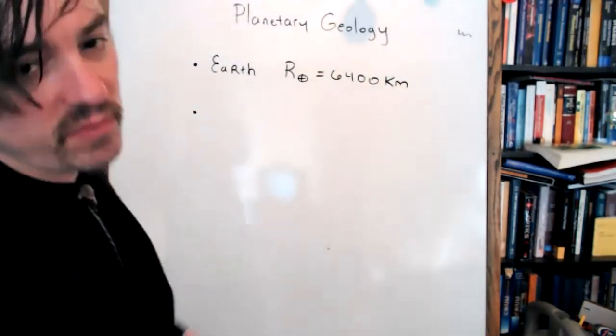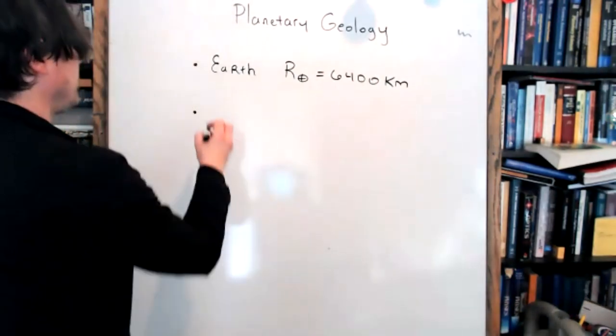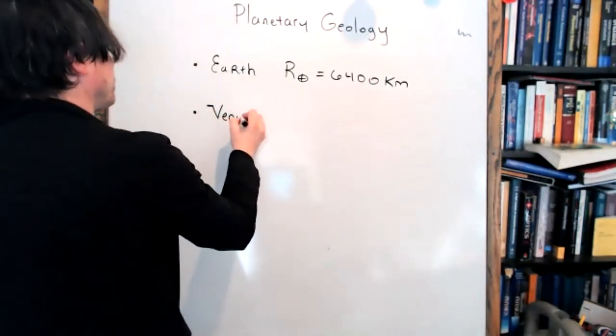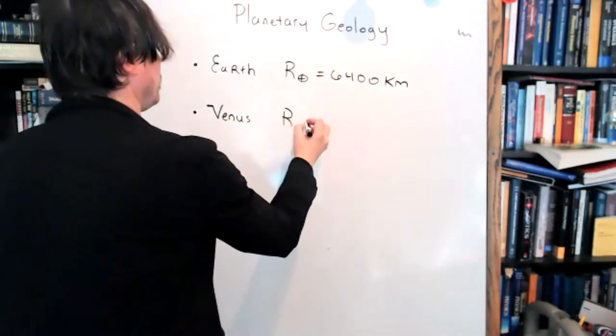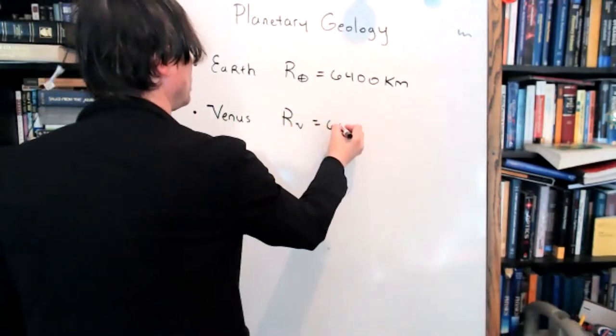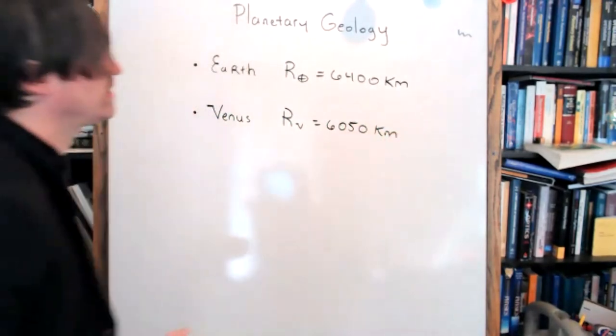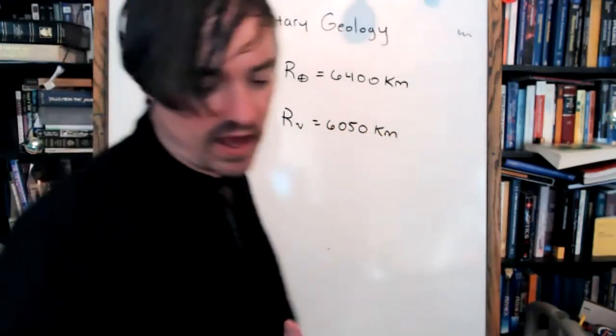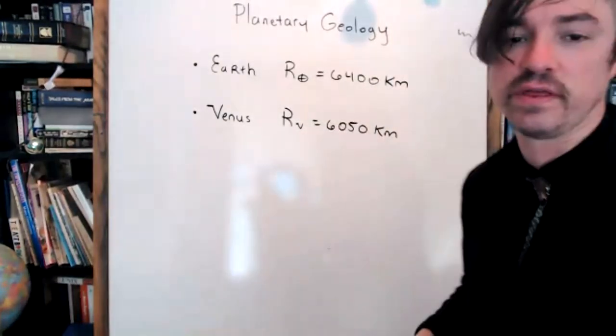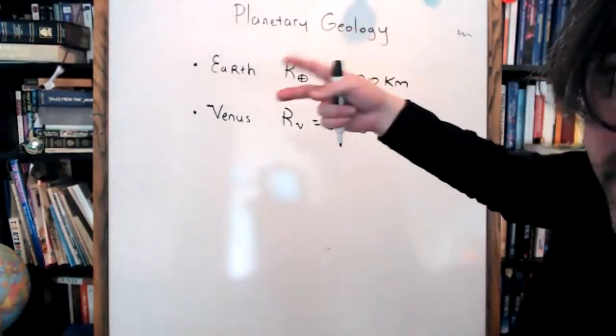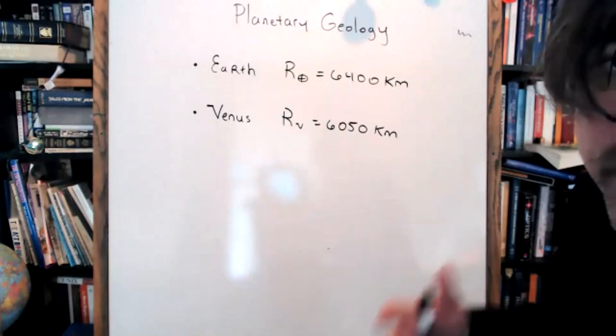Venus is in some ways considered our sister planet, with a radius of basically 6,000 or 6,100 kilometers. Venus's size is super close to Earth. And yet, it turns out that even these two planets formed and developed in a very different way.